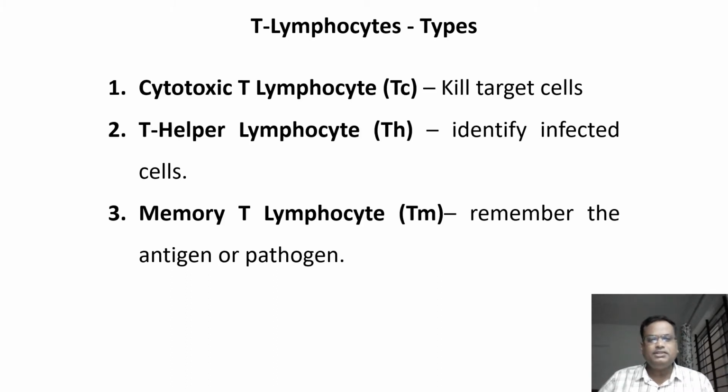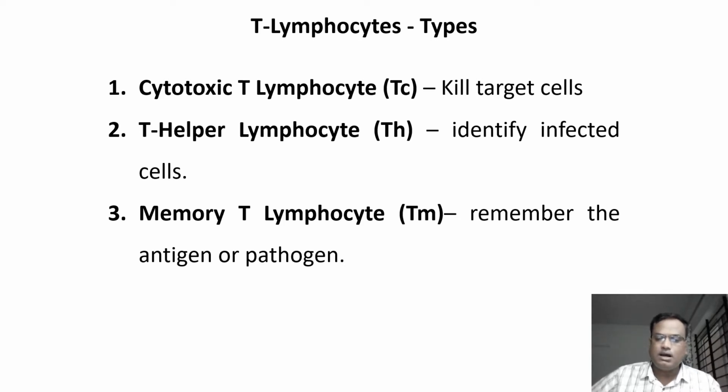Effector T cell is the one which is going to do some action, going to destroy the pathogen. The sensitized and matured T lymphocytes will modify themselves into the following types of T lymphocytes. They are cytotoxic T lymphocytes, TC. They kill target cells directly. So cytotoxic T cells or cytotoxic T lymphocytes are the ones which are capable of killing the target cells directly. Then T helper lymphocyte. We also call them helper T cells.